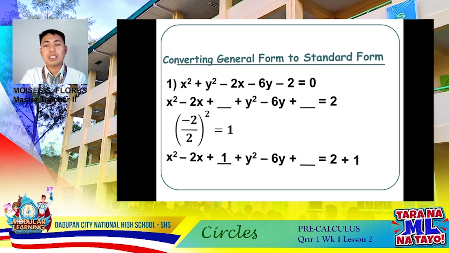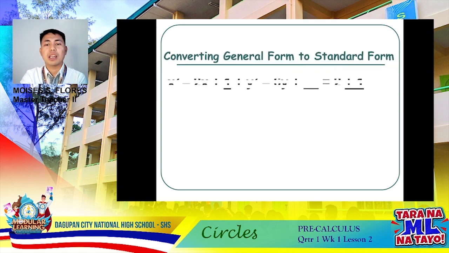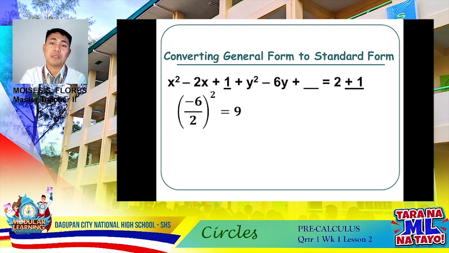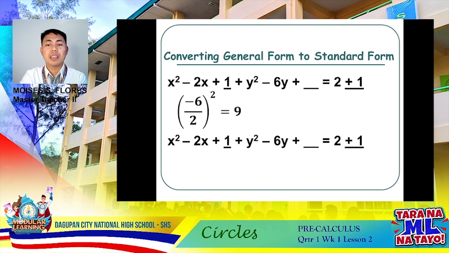Then let's proceed with the second blank. Our second blank is with respect to y. So our middle term there is negative 6. Negative 6 divided by 2 is negative 3. Square it, it's positive 9. So you're going to write positive 9 on the second blank, and of course, do not forget to write also 9 on the other side.